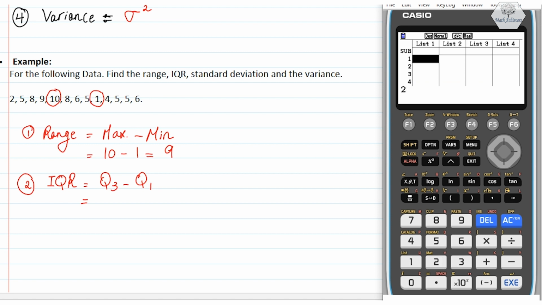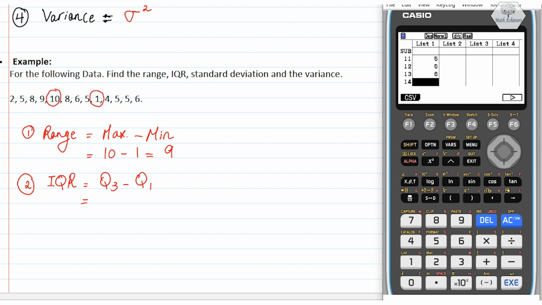Now I have to fill list 1 with my data. So it's 2, 5, 8, 9, 10, then 8, 6, 5, 1, 4, 5, 5, and 6.